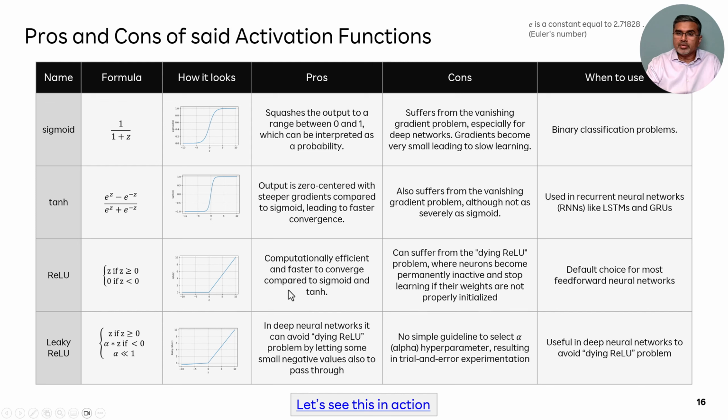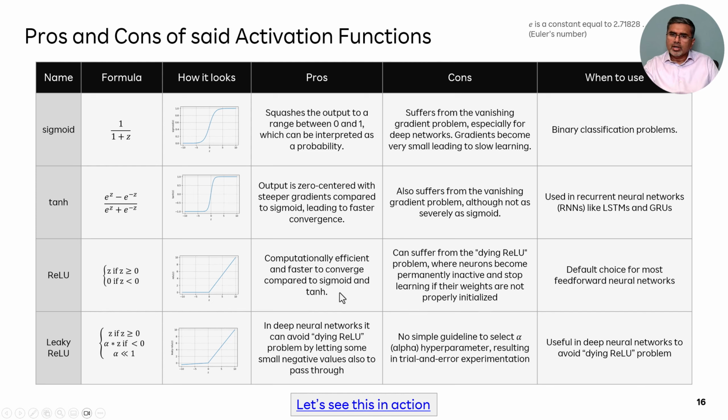ReLU is computationally very efficient because all it's doing is an if condition. If positive, pass it as is. If negative, always make it zero. It has this problem of what I call dying ReLU, right? Essentially, once a neuron is dead because its activation value is zero, the likelihood of it being part of the entire neural network calculation is pretty much gone. And sometimes you don't want that, right? So that's the big negative of ReLU.